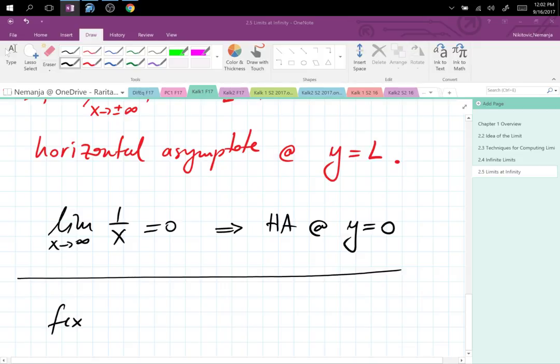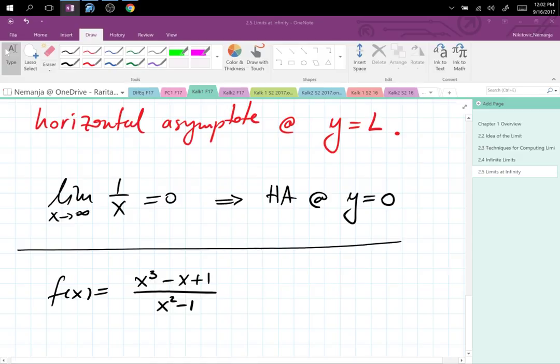Let's consider the function f of x equals x cubed minus x plus 1, divided by x squared minus 1. Infinity. Do we have horizontal asymptotes? Yes or no? No? Why not?